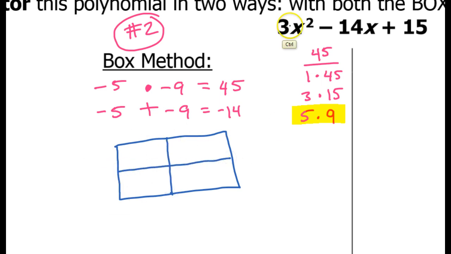All right, in the first box goes the first term, so 3x squared. In the last box goes the last term, so 15. Okay, in the other 2 boxes, we will use the 2 numbers that we have. So we will use the negative 5 and the negative 9. These will both be x terms.